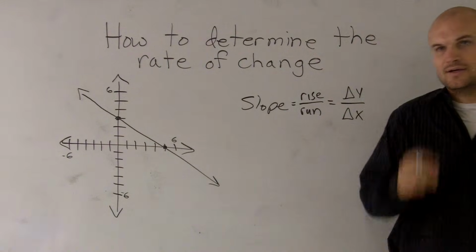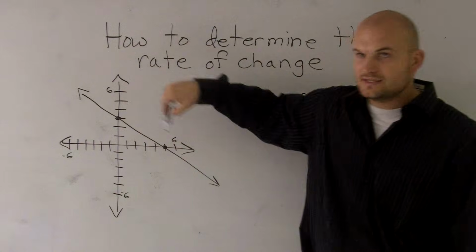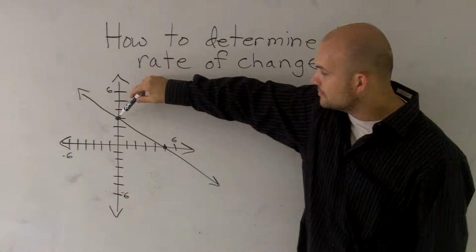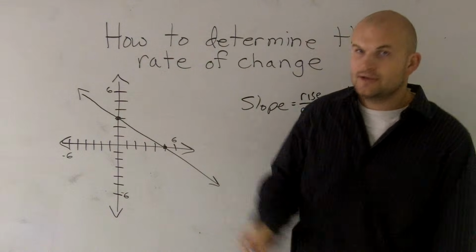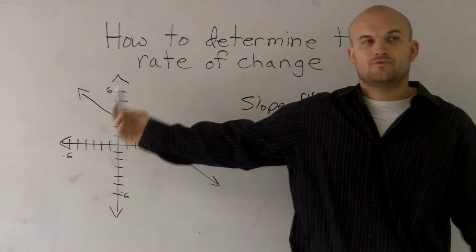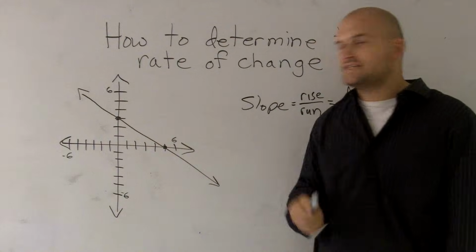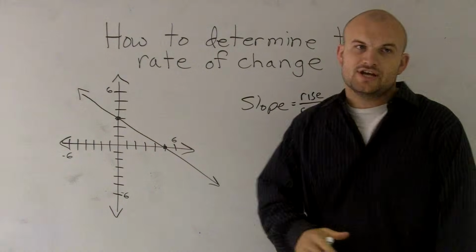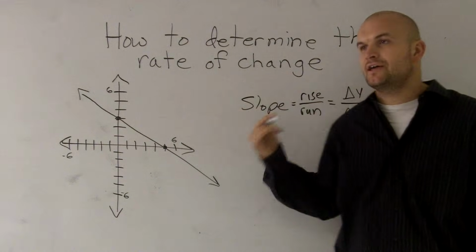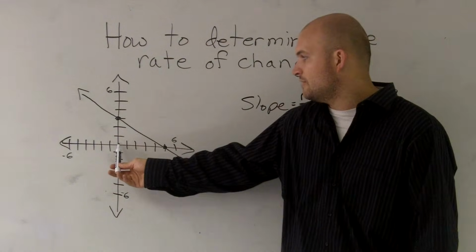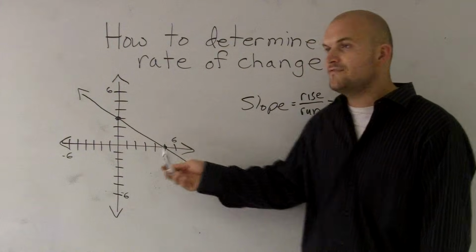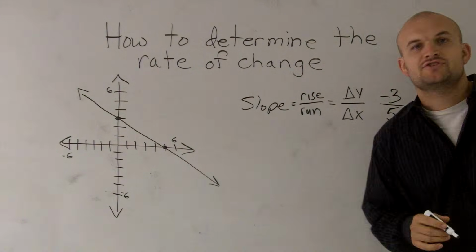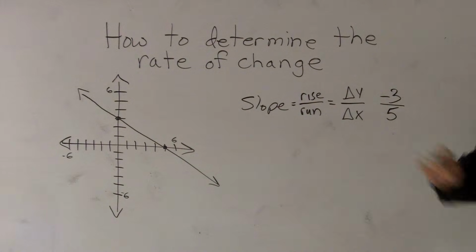If I look here and say, from this point to this point, what was our change in y? You could easily just count 1, 2, 3. Reading this graph from left to right, we went down, -3. And what was our change in our x values? Reading from left to right, we went 1, 2, 3, 4, 5. So my rate of change for this problem would be -3/5.